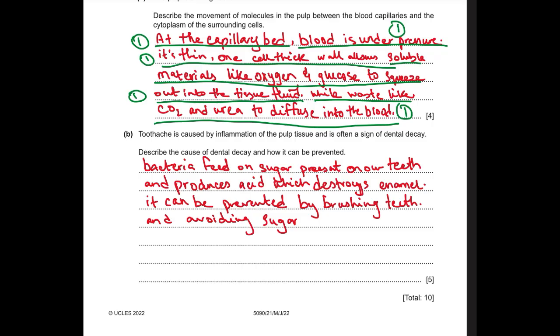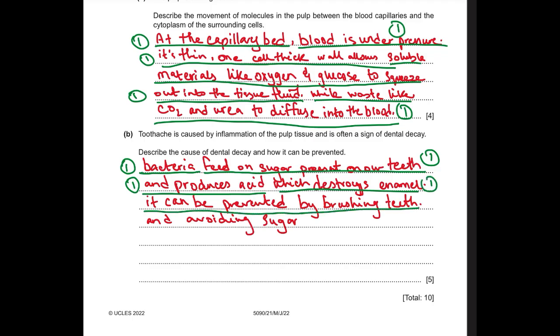You can write any of these points. Just 5 points for this question. 1 mark for mentioning bacteria, 1 mark for that it feeds on sugar and produces acid, 1 mark for this point. It destroys the enamel and it can be prevented by brushing teeth or avoiding sugar or any of those precautions.